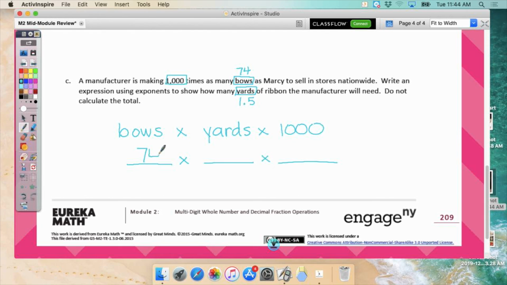That goes here. How many yards did each bow require? 1.5. And how do I write 1,000 using exponents? 10 to the what? Third power. Don't guess. Third power. Why do we know it's third? There's three zeros. And it's 10 times 10 times 10. You're done. That's it? It says don't calculate the total, doesn't it?